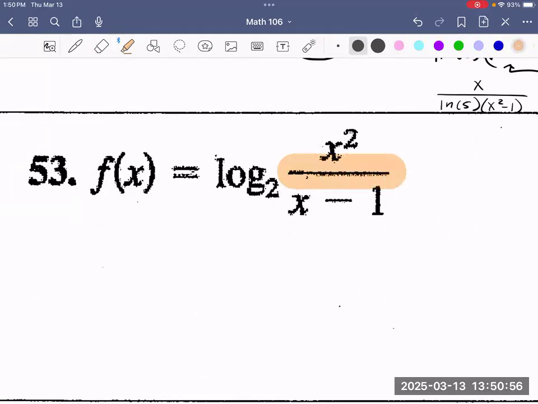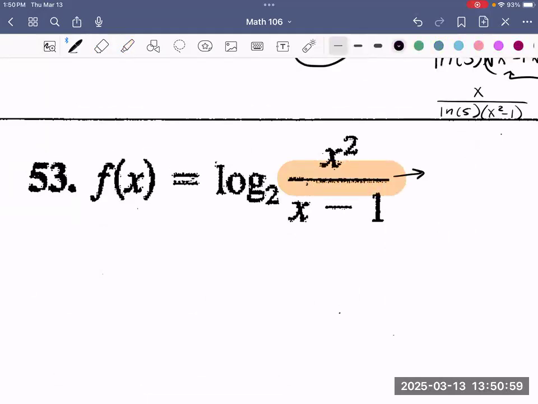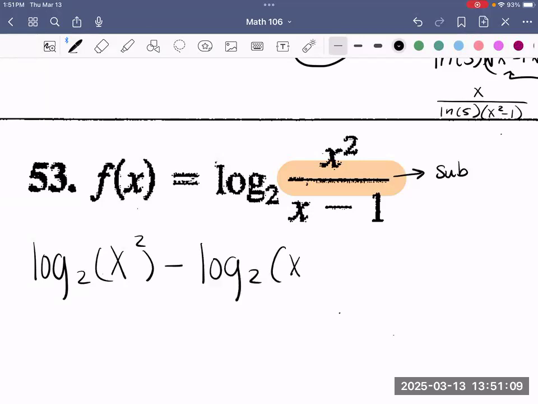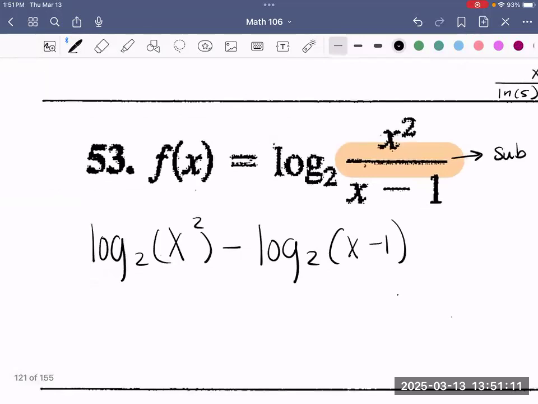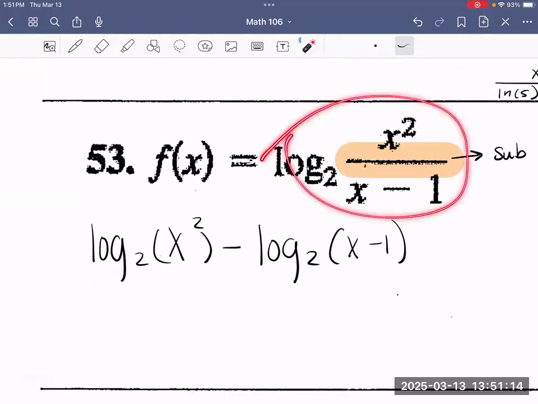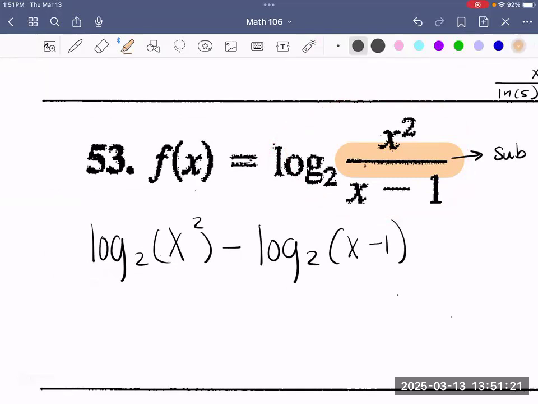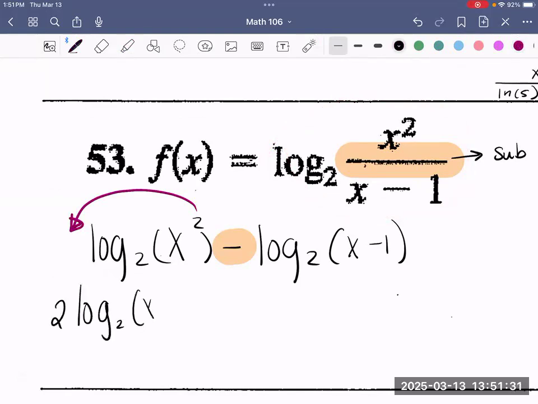So this division sign, we are going to make into a subtraction. So we have log 2 x squared minus log 2 of x minus 1 here. Again, we're just going to break these 2 up into separate logarithms, just like you did with properties of natural log. We can use that to our advantage. And again, if you want to, not a big deal, but you can put that 2 down in front before you derive.